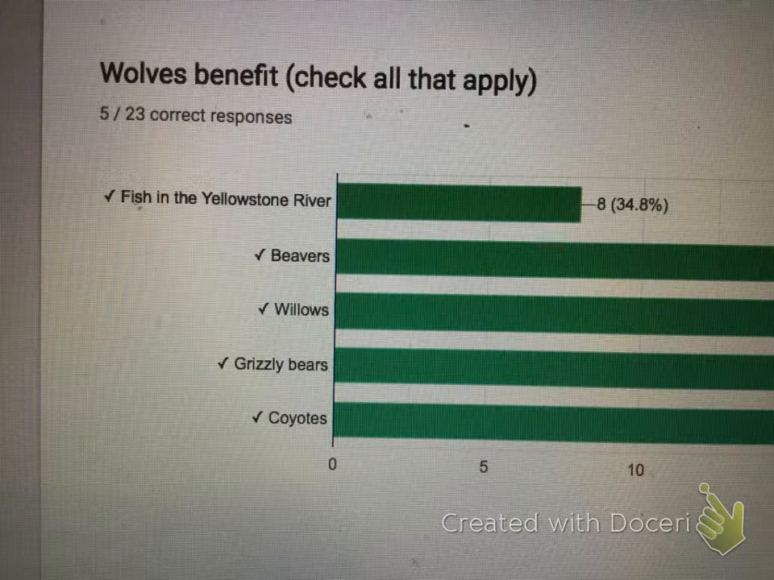How did they benefit grizzly bears? The carcasses. Leftovers. Grizzly bears aren't picky. They'll eat leftover wolf carcasses or the carcasses of wolf kills. Same thing for coyotes. They're also good scavengers. They'll eat the leftovers that wolves leave behind. There's plenty of meat on that.